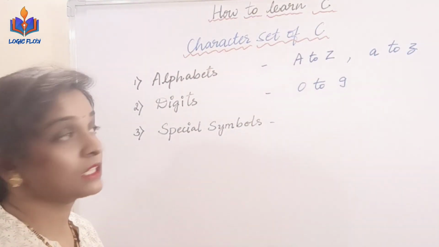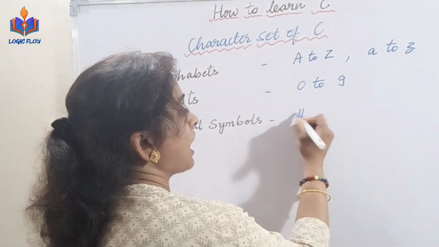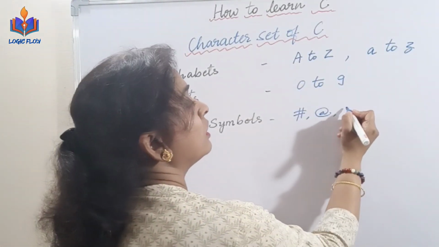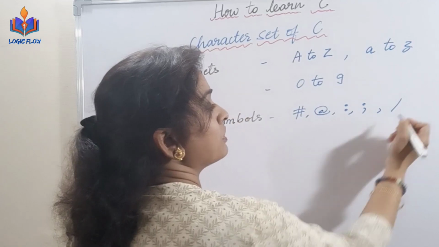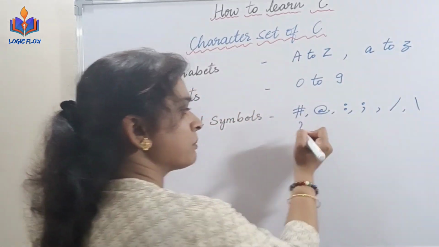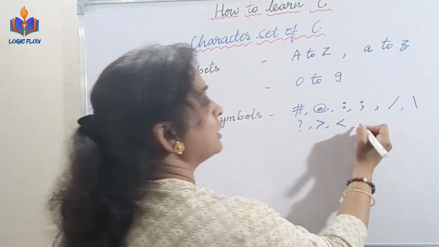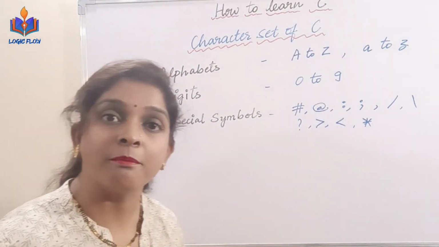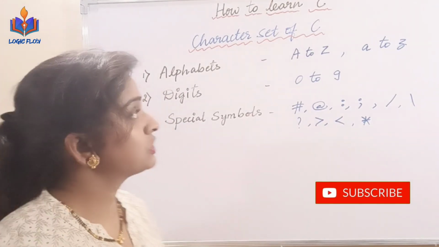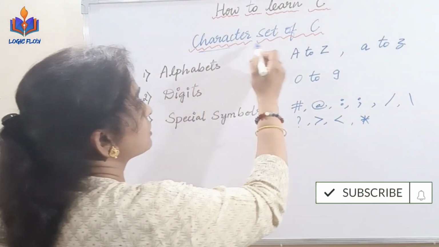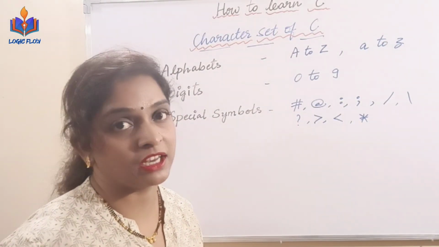Then special symbols. We have many special symbols, the keys that we can see on the keyboard: at the rate symbol, colon, semicolon, comma, operator, forward slash, backward slash, question mark, greater than, lesser than, asterisk. Like this you have many special symbols that we can use in our program. This forms the complete character set of C, the set of characters that we can use in our program.